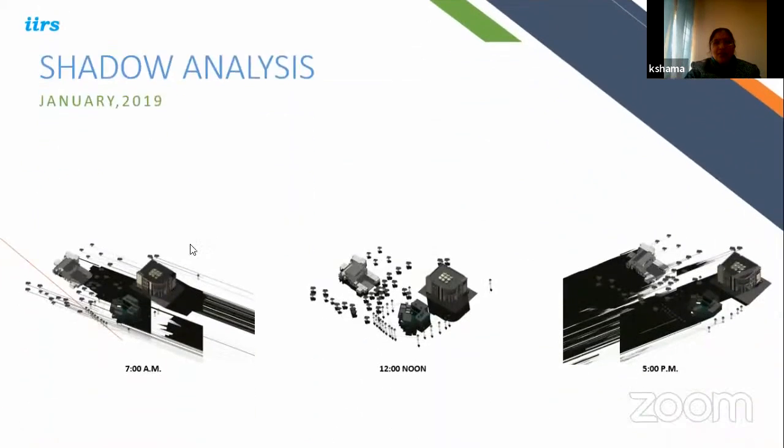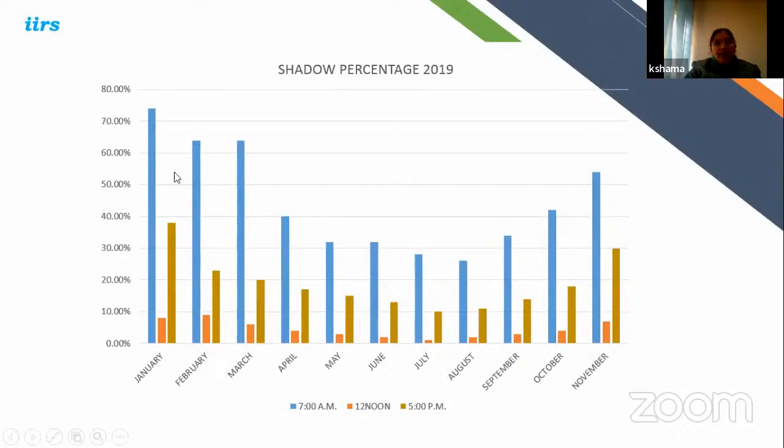And then we can utilize it for shadow analysis, like how at different times of the day the shadow is coming in that area. So that kind of analysis can be done, and it can be done for how much shadow there is in each and every month at different times.